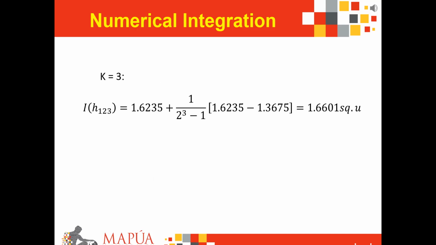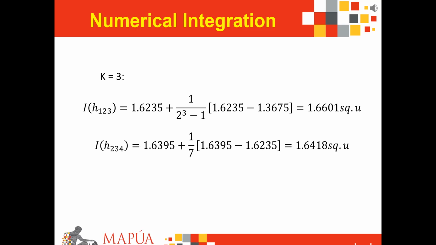So this is now the solution for your I_H123. Using the formula, you'd end up with the more accurate 1.6235 plus 1 over 2 raised to 3 minus 1. 2 raised to 3 is simply 8, minus 1. So this is simply 1 over 7. 1 over 7 of what? The more accurate integral value minus the less accurate integral value. So you end up now with an integral estimate of 1.6601 square units.